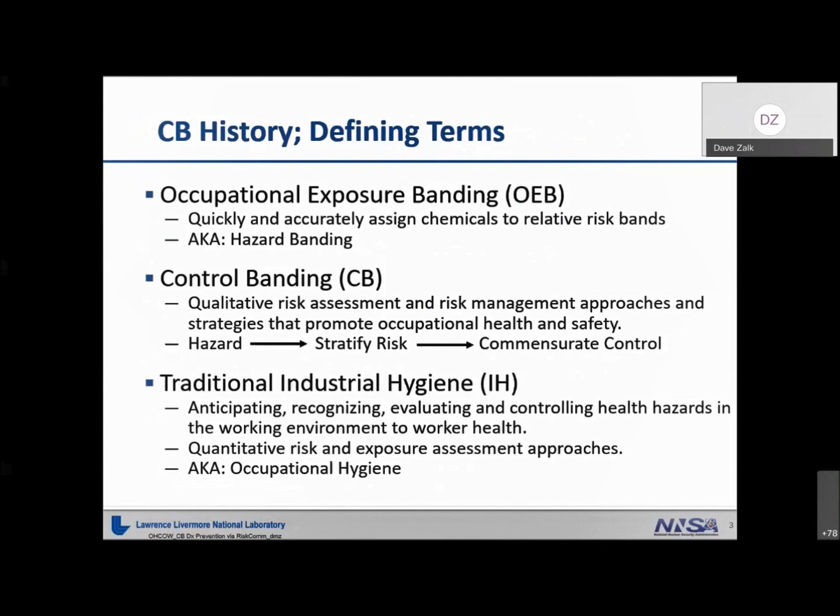So let's begin by defining some terms. Occupational exposure banding, and exposure banding is something that a lot of people have heard recently. That is taking a chemical and dividing it into 4 bands when it comes to its risk. So it's relative risk. If you're looking at an unknown and you need to know whether or not it's really bad or it's not too bad, then occupational exposure banding is the way to determine that. And it's very simple. It can be done with a safety data sheet.